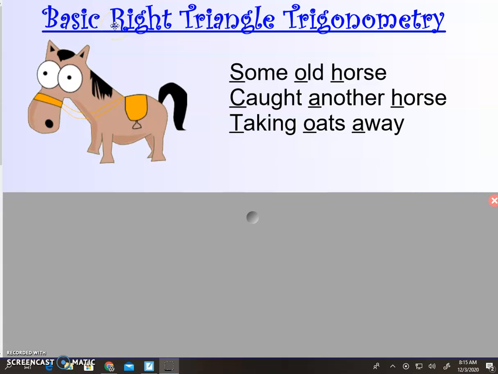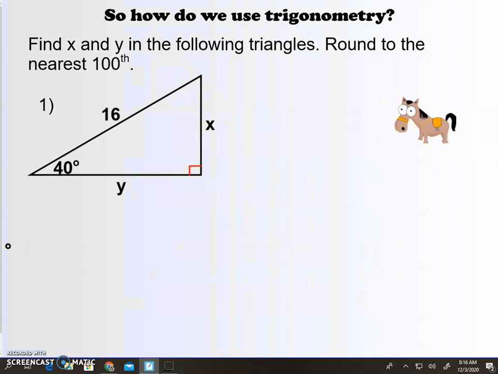This part is much shorter, just a couple problems I want to go through, but we are talking about basic right triangle trigonometry. So make sure you watch part 1, but let's pick up with our horse problems. Remember, some old horse caught another horse taking oats away. Each of these letters stands for another word. So those words help us with trigonometry.